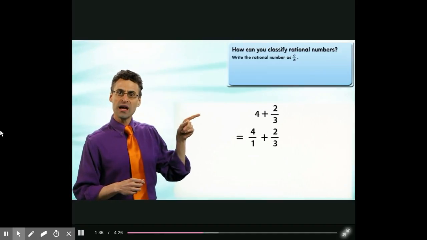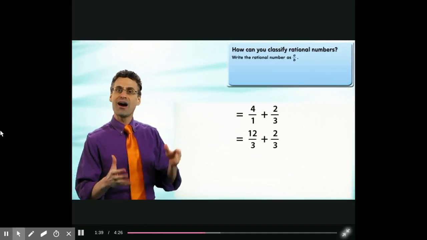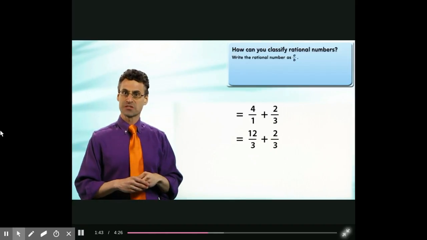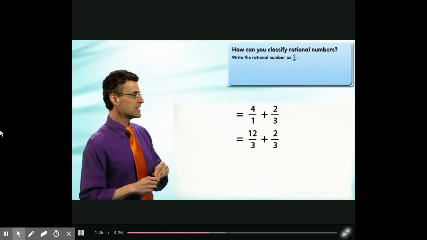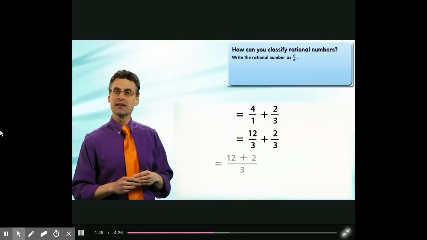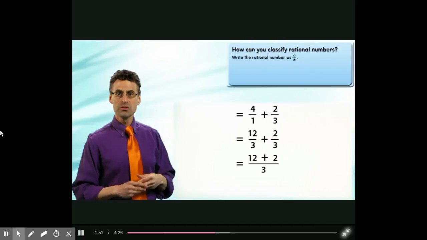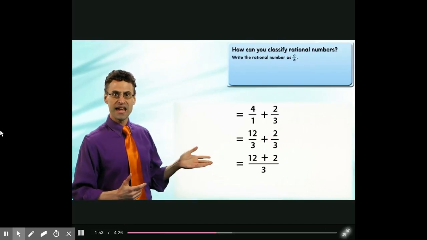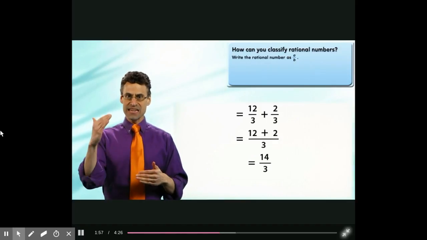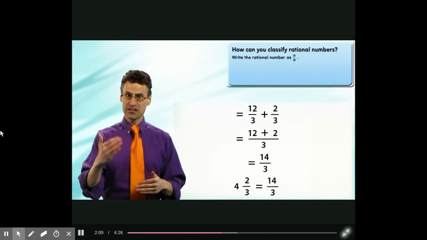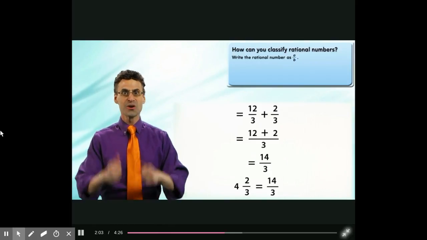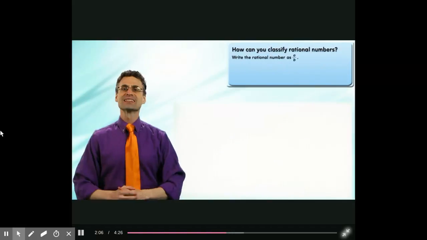So I see 12 over 3. Now we have a common denominator, the bottoms agree, so we can just add the tops of those fractions, add the numerators. And so what I see here is 12 plus 2, all divided by 3. And 12 plus 2, we all know is 14. And so we see the answer is 14 divided by 3. And since that's an integer over an integer, and that 3 is not 0, it is rational. All right, let's take a look at another one.